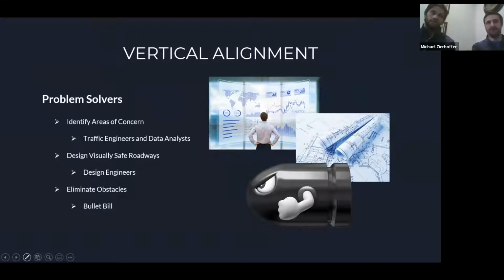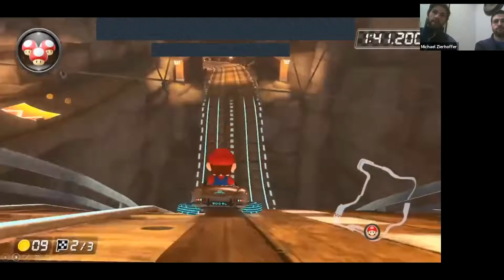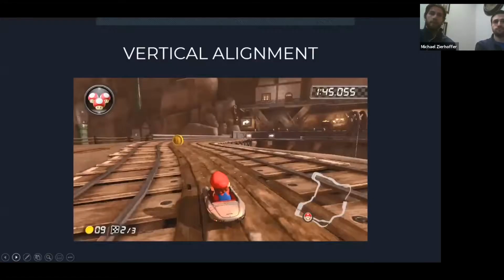And in Mario's case, it might just be easier to pick up a bullet bill and knock stuff out of the way. So then, for him in this case, there's no obstacles. You can see if there was something in the way, you would never know coming out to it, which would make that roadway there unsafe.